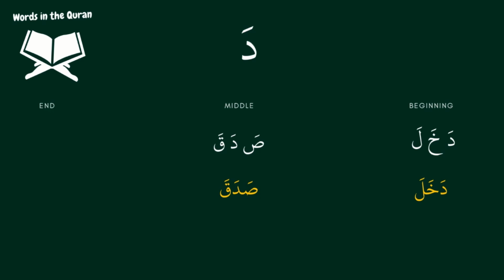The letter Dhal. In the beginning, dakhala. When Dhal is being joined, it will look similar because Dhal is the letter that can't be joined. In the middle also it looks similar. Sadaqa. When it's being joined, it will look like this. At the end, hasada.